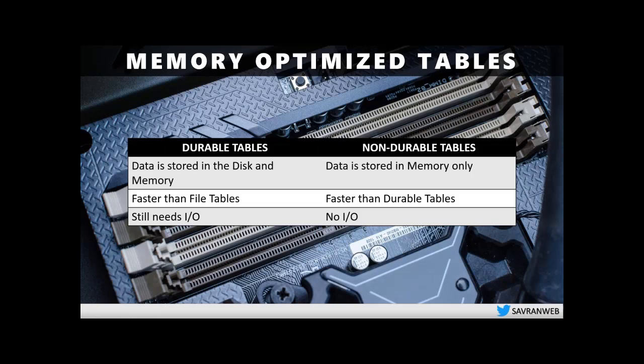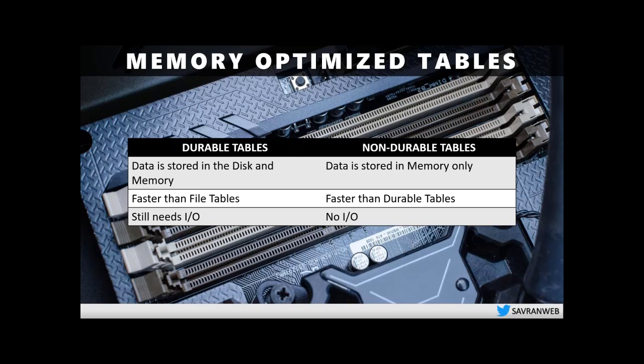The first one is durable tables. With durable tables, when you store the data, it is stored on disk and in memory. Whenever you go and select the data, it comes from memory. It's already there, so it's pretty fast. If you need to update and insert, SQL Server updates it in memory and on disk together. They are much faster than file tables, but they still need the disk.